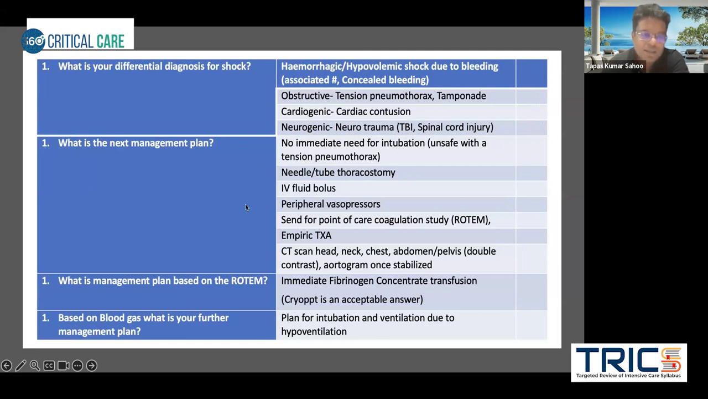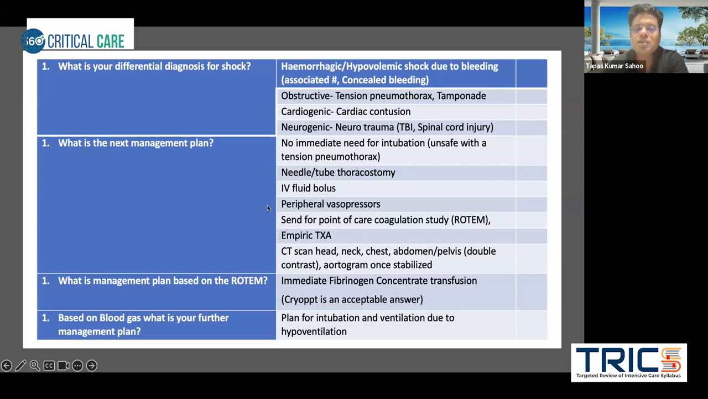Now, what is the next management plan? Whenever you are saying the differential diagnosis for your shock, how will you manage or resuscitate? No immediate need for intubation at this point of time, if you think this patient is not right now going into respiratory distress and arrest, and also there is tension pneumothorax, so better you stabilize the tension pneumothorax first. So needle thoracocentesis, followed by tube thoracostomy. That would be the management plan right now.